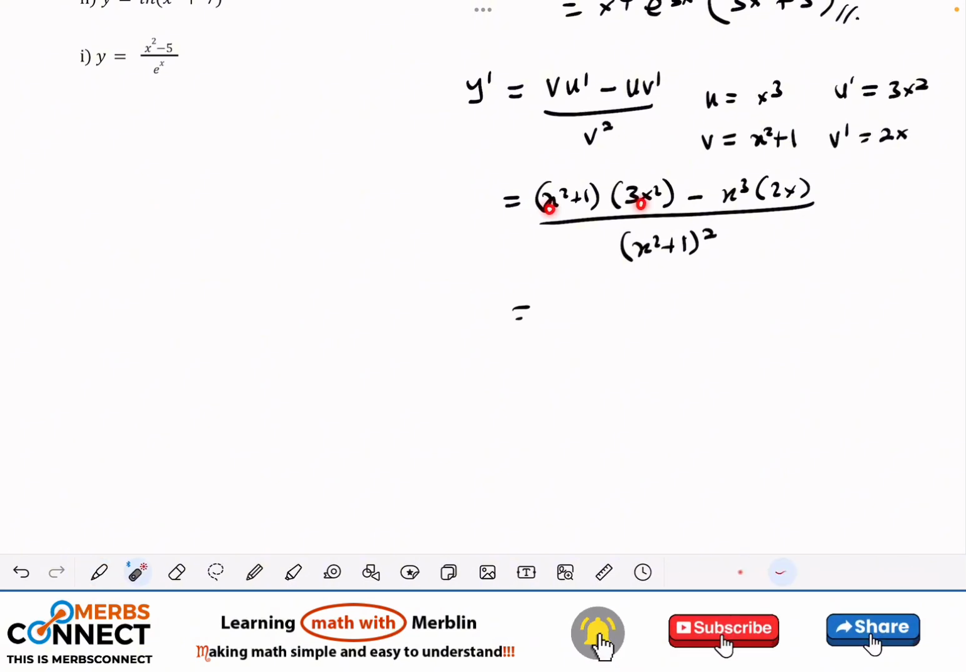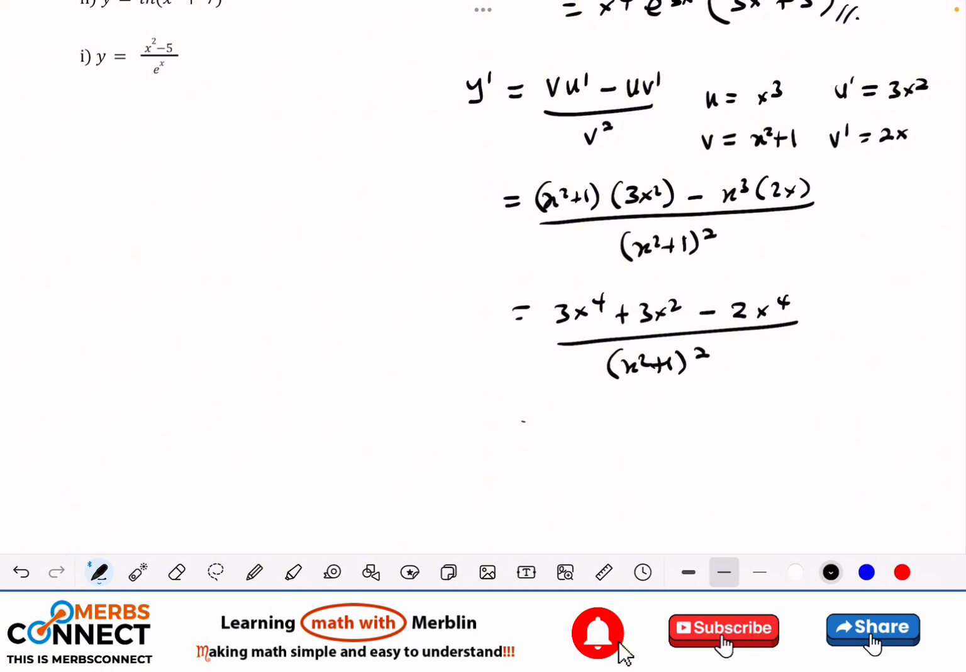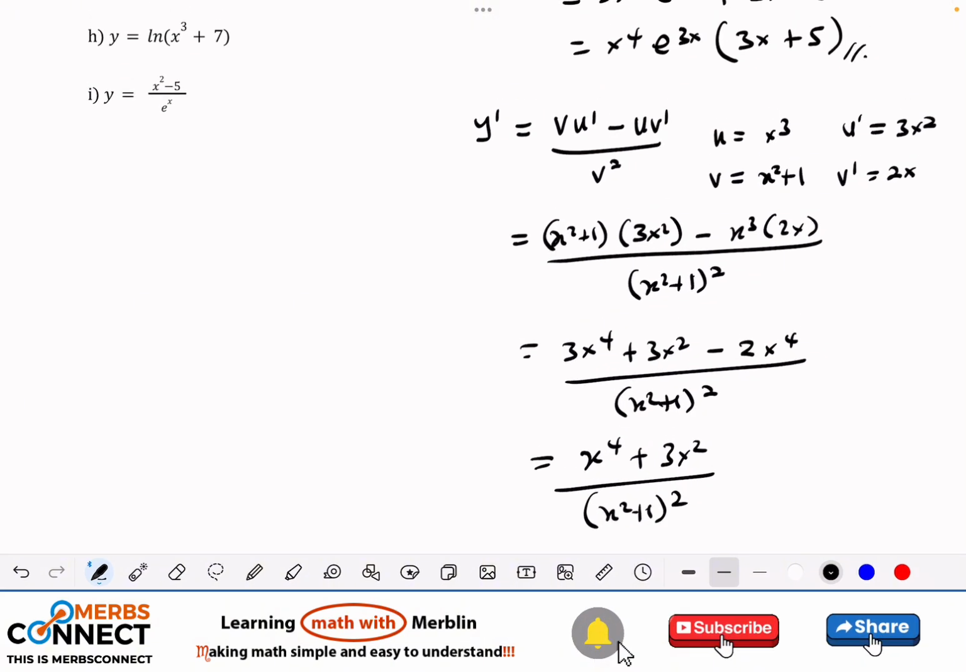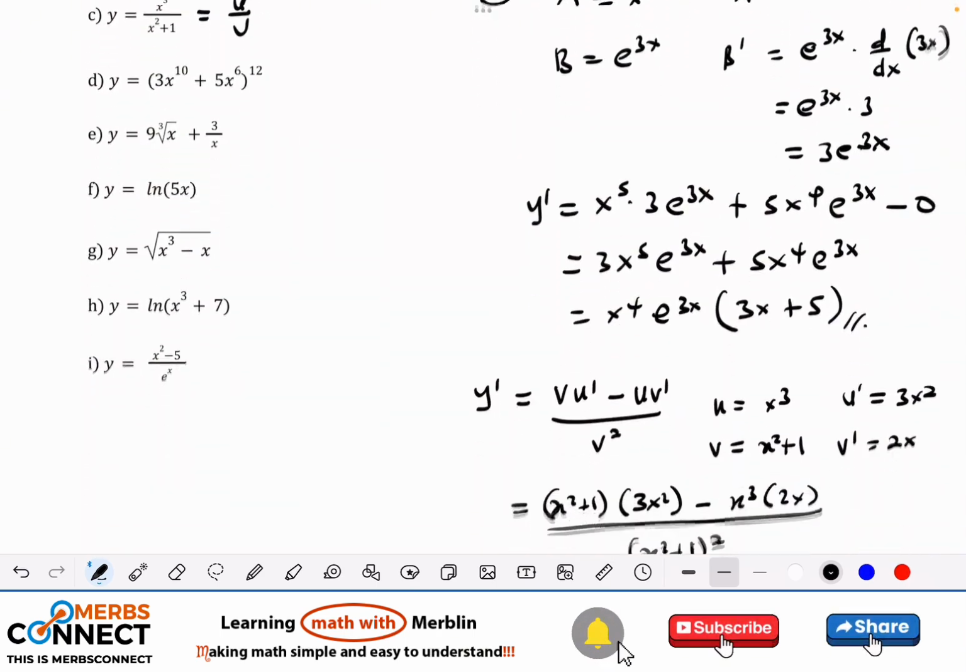I can multiply this one to this and this one also to this. So I'm going to have 3x to the power 4 plus 3x squared after multiplying this to what is here. Then I'll multiply this to also this. I'm going to have minus 2x to the power 4, divided by x squared plus 1 squared. So when I do that, this term and this term are the same. So 3 minus 2 is going to give us x to the power 4 plus 3x squared divided by x squared plus 1. So this is what you are going to get for the C using the quotient rule.